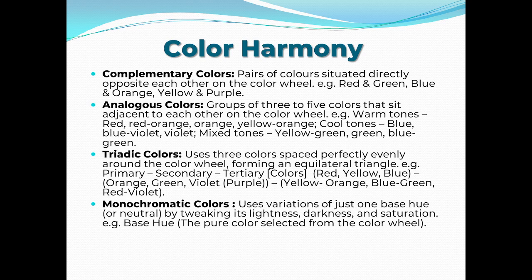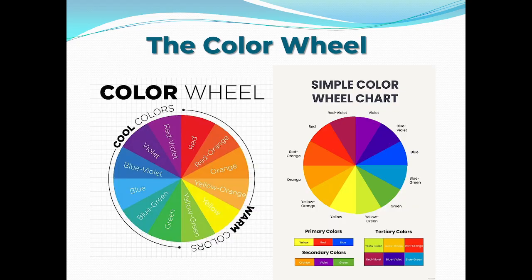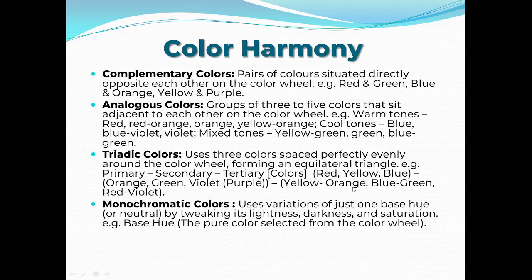So let's go back to the color wheel to see what we're saying. Red and green, you can see they are complementary. Blue and orange, you can see. Yellow and purple, you can see. So those are complementary colors.